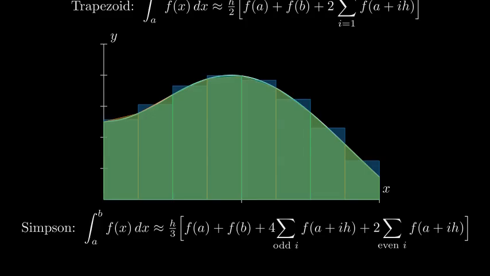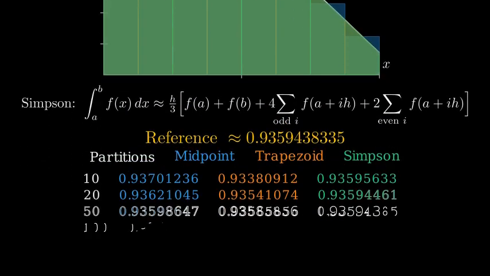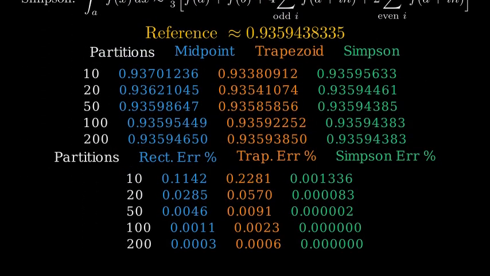Now let us compute and compare the 3 rules. We will take the highly accurate reference value from Simpson with 20,000 panels. Then we will evaluate the midpoint, trapezoid, and Simpson for several numbers of partitions and print the results in 2 tables. Observe how the errors decrease as n increases and how Simpson's rule converges fastest.